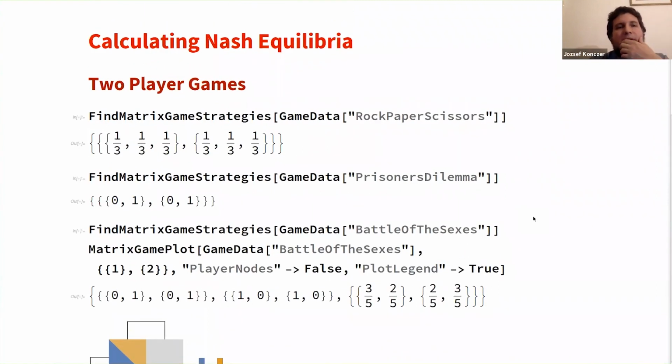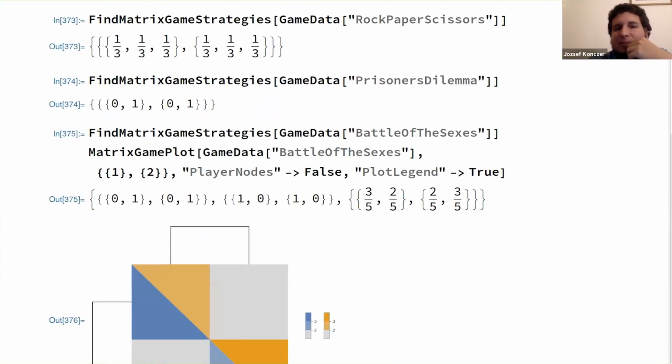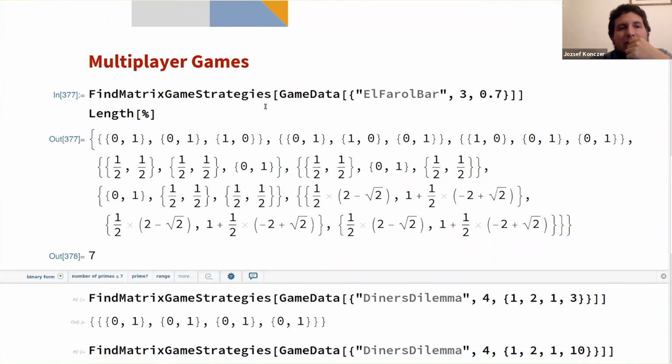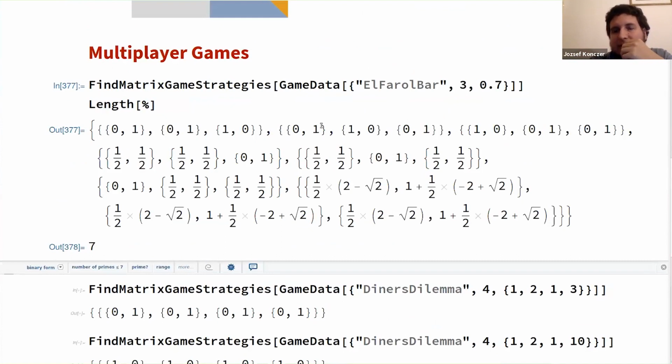Okay, then this is how one can calculate Nash equilibria. Basically, we have a function, find matrix game strategies. It eats games and it spits out Nash equilibria. For small games, it's very easy and very fast. For bigger games, it can be demanding, but in general, it can give you the algebraic solution for multiplayer games. Okay, so this is a 3-player game, for example.